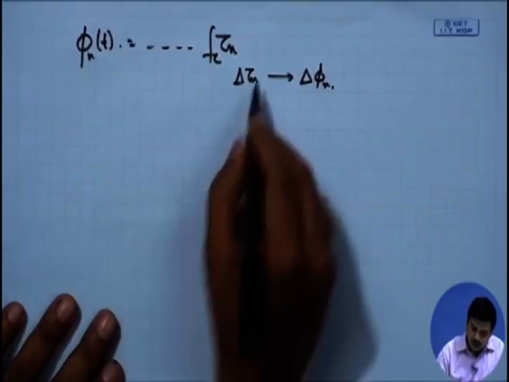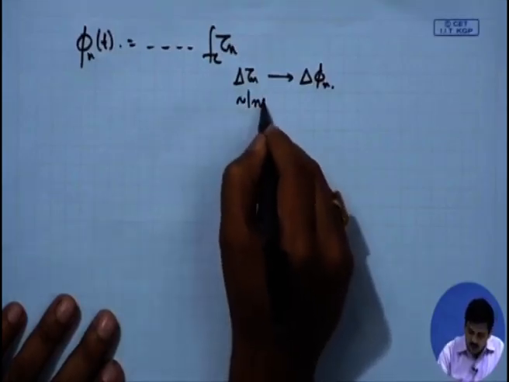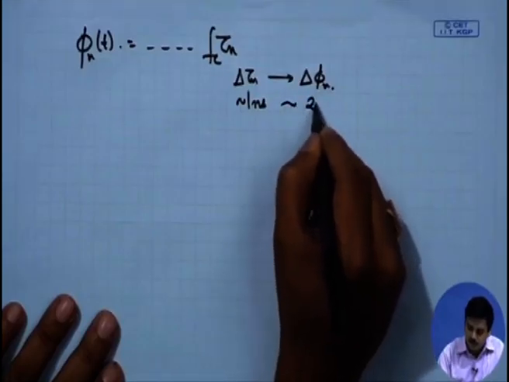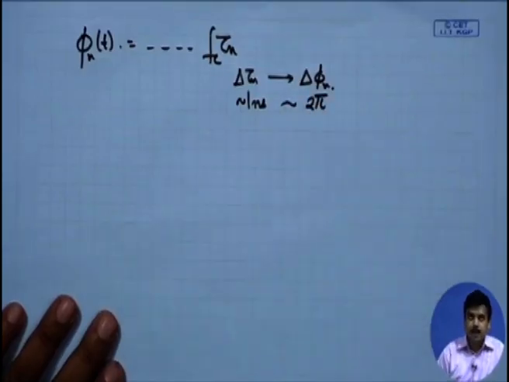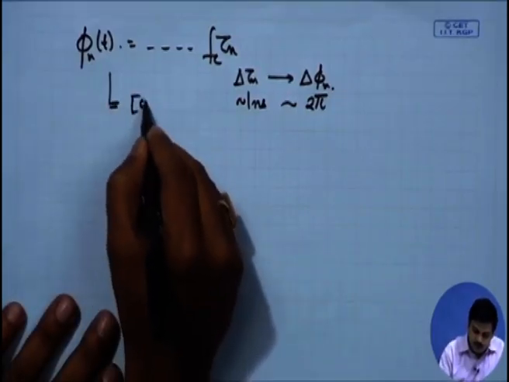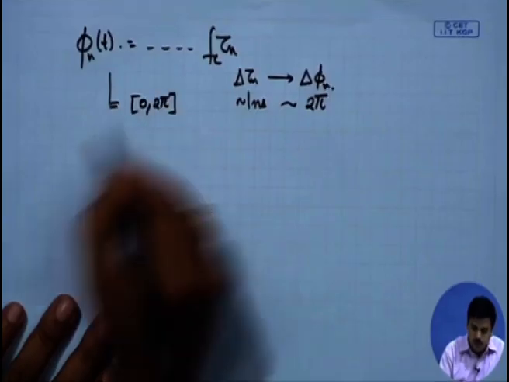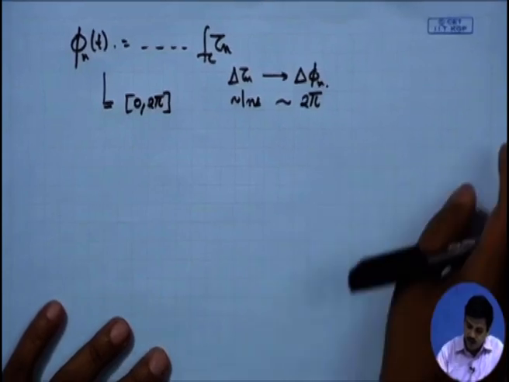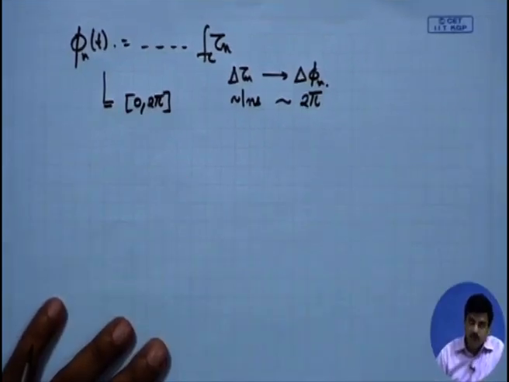So, we have seen that in the order of 1 nanosecond change in tau_n, this changes phi_n by almost 2 pi. Because of this, it is reasonable to assume that phi is uniformly distributed in the range of 0 to 2 pi. This is again an assumption, and it has also been validated. So, this is a reasonably good assumption, and one of the important things we take.